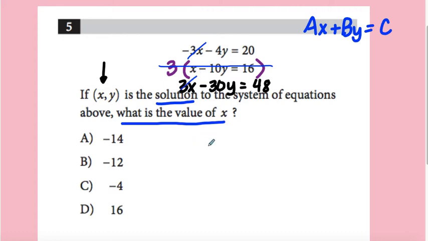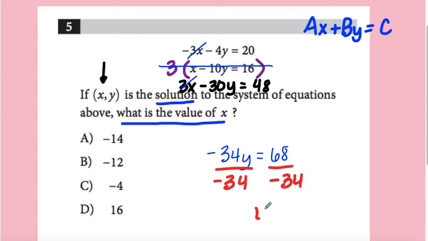X is going to get eliminated, and I'm going to get negative 34y equals 68. I'm going to solve by dividing both sides by negative 34. That gives me y equals negative 2. Okay, but my question is asking me to find x, so that's telling me I have to substitute that value back in. I'm actually going to pick this equation because it's a little bit easier. So I'm going to plug the negative 2 in.